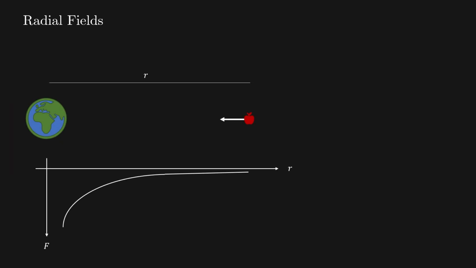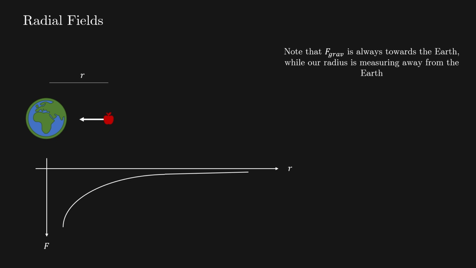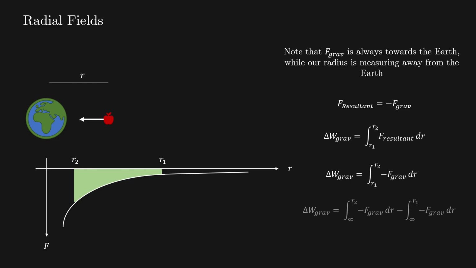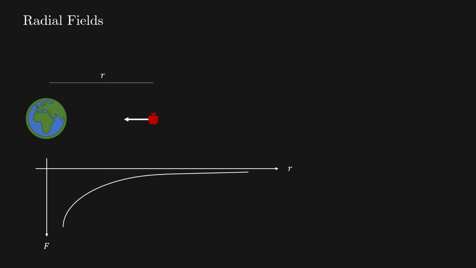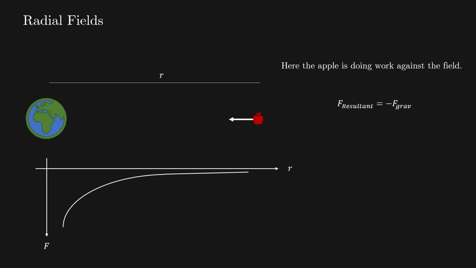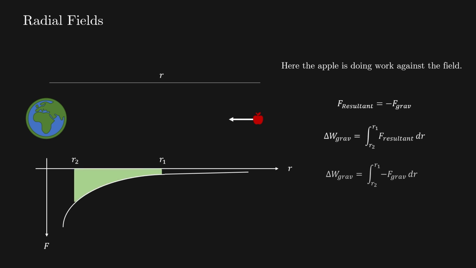By considering the area between two distances, we can get that the integral gives the change in work. If we consider the apple being pulled by the Earth, the work done by gravity is positive, and the work done by the apple is negative. The integrals confirm this. In the opposite case, where the apple is moving away from the Earth, the work done by the field is negative, and the work done by the apple is positive.